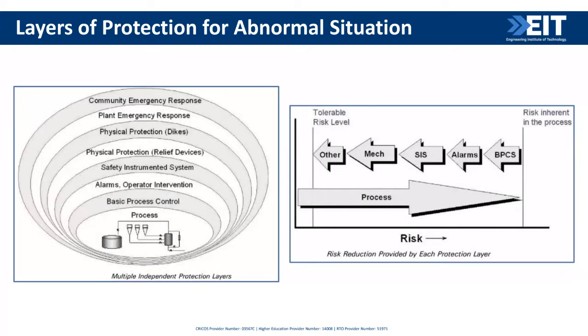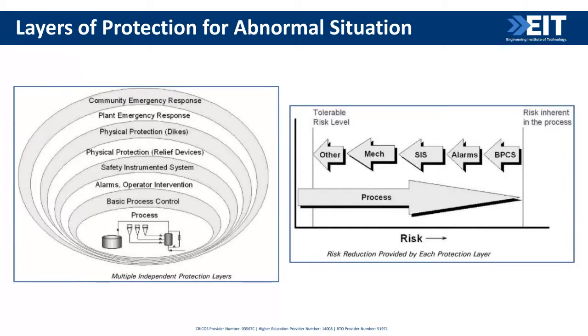The inner layers help prevent the hazardous event from ever occurring. When you talk about the inner layer, it is the basic process control system, then the alarms and operator intervention. That layer is where we will be concentrating more in our discussion today, because that's where SCADA displays actually come into the picture. And then there is the safety instrumented system, and then you have your physical protection. An example is a relief device like a PSV, followed by physical protection like dikes, boundary valves or bunds. Then plant emergency response and community emergency response.